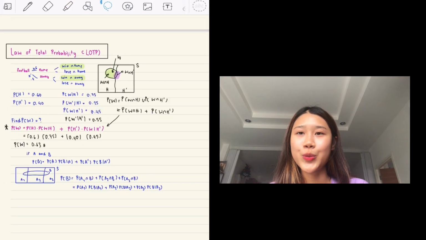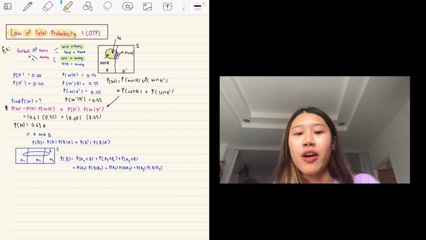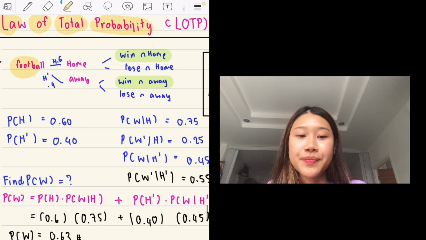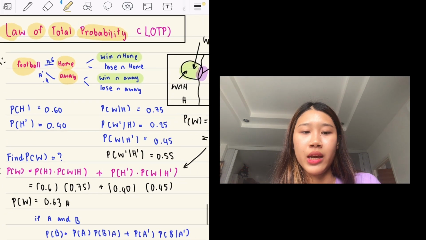So I guess we have enough examples now, and we are going to move on to a different subject called the law of total probability. We are going to find the probability of winning.